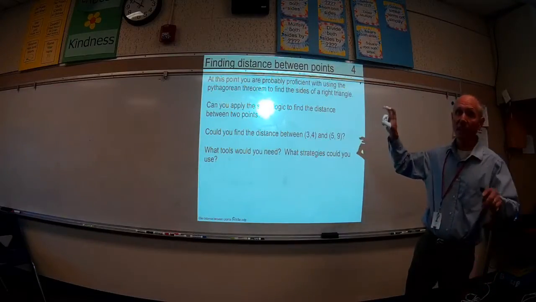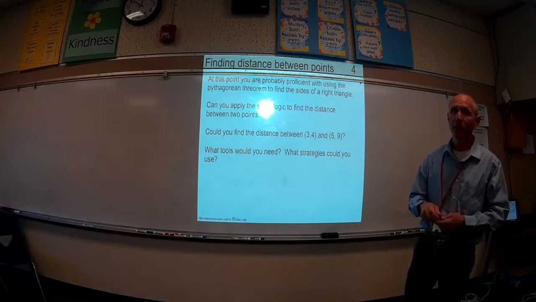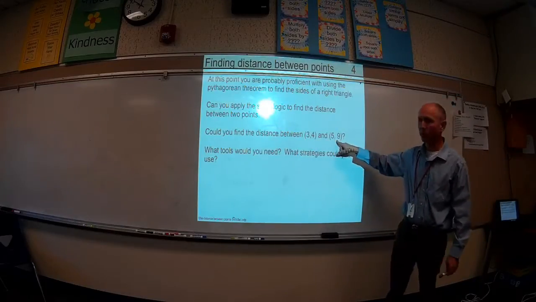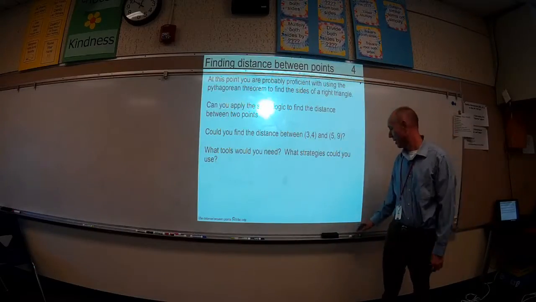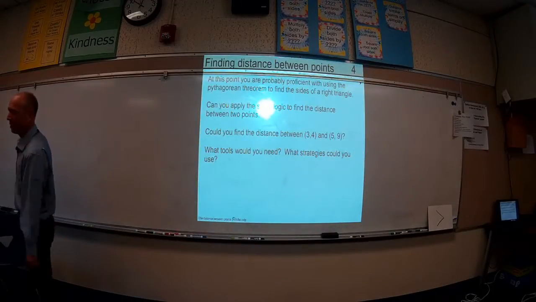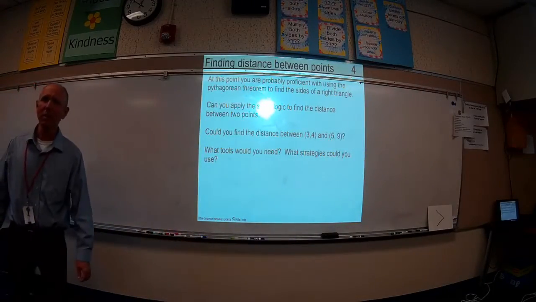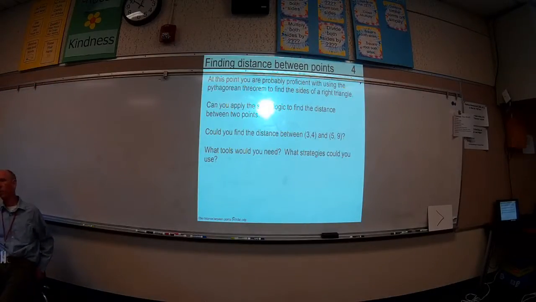But can we use that logic to find the distance between 2 points? So here's a point, and there is a point. And I want to find the distance between the 2 points. I'm going to sit down. You guys talk to each other, interact with each other, see if you can come up with a method to find the distance between those 2 points. If you have any questions or need anything, let me know. I'm just going to sit here. Go.